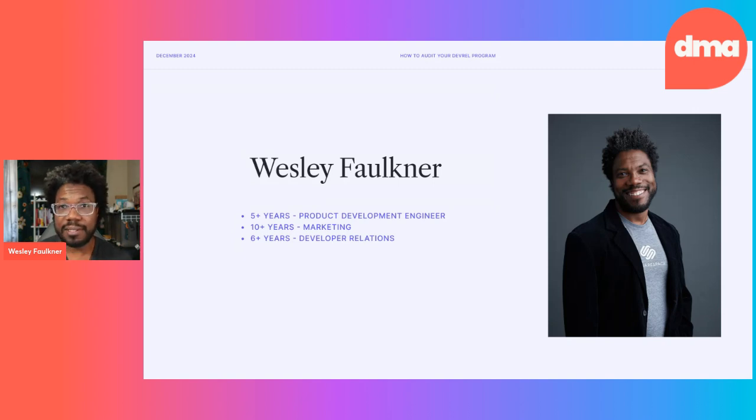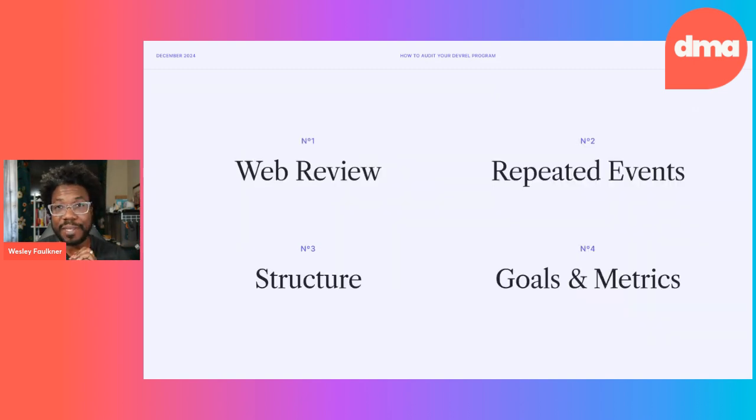And this presentation, as I said, is going to be a little bit of an eye chart. So we're going to have a lot of words, and I'm going to cover these 4 areas. We're going to talk about web reviews. We're going to talk about repeated events, structure, goals, and metrics. Now, these are going to be areas where there's a lot of opportunity to do a lot of work and could take you a long time. But I made an MVP version of this.